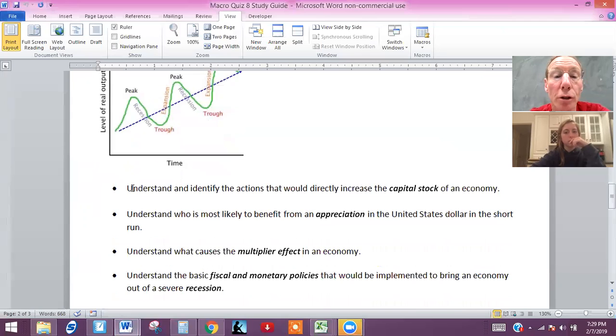This is something you can just look up. What would increase the capital stock of an economy? What kind of actions would do that? You could look that up. I'll let you look that up.